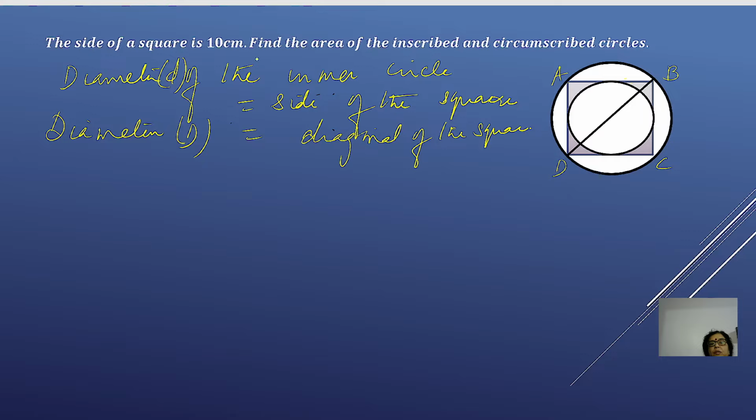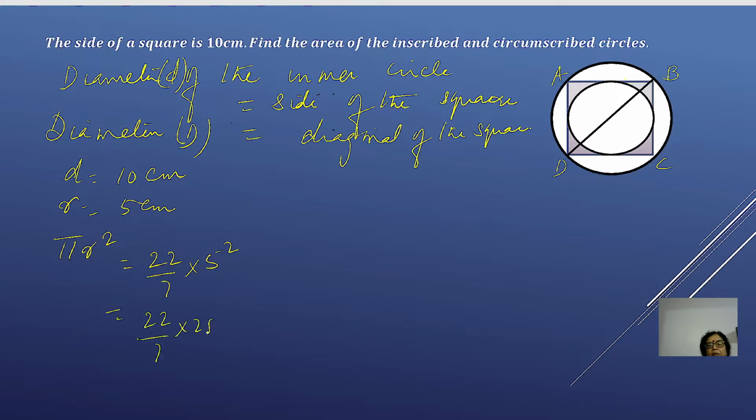Side of the square is given as 10 centimeter. So D is equal to 10 centimeter. That means small r is equal to 5 centimeter. So area of the inner square will be pi r square. That is equal to 22 by 7 into 5 square. So we can write it as 22 by 7 into 25.